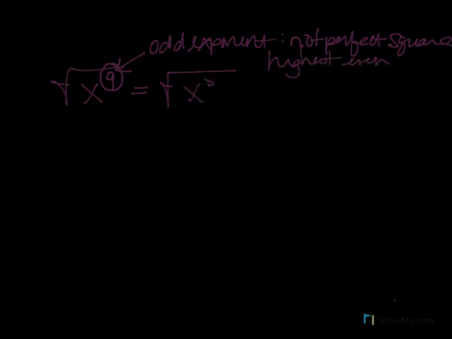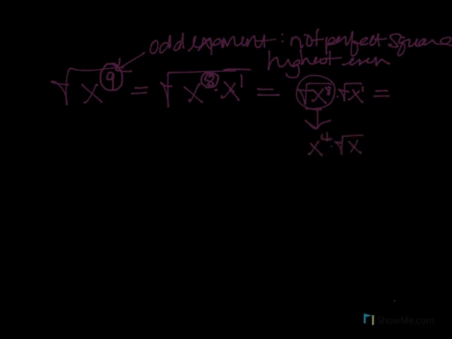So x to the 9th can also be expressed as x to the 8th times x to the 1st. I still have 9 x's, but x to the 8th is my highest even it can go. So it's going to be the square root of x to the 8th times the square root of x to the 1st. Well, anytime it's an even, we're just going to chop it in half. So the square root of x to the 8th is x to the 4th. And notice I'm left with one variable left over underneath the radical. And that's how we're going to simplify.